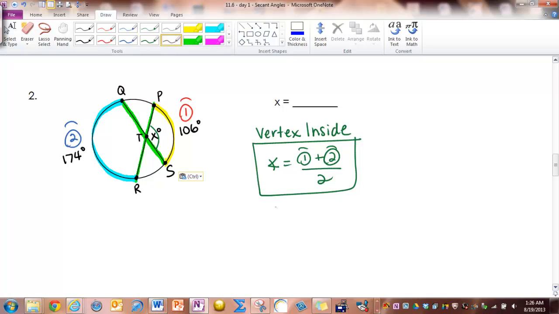So plugging in, our angle again is x, arc 1 is 106 degrees plus arc 2 is 174 degrees, and we take that sum and divide by 2. I put x over 1 and cross multiply. X times 2 is 2x equals 106 plus 174 is going to be 280. Divide both sides by 2, and x in this case is 140 degrees.